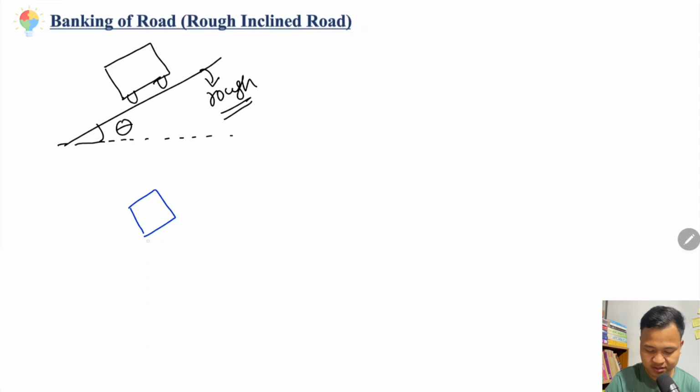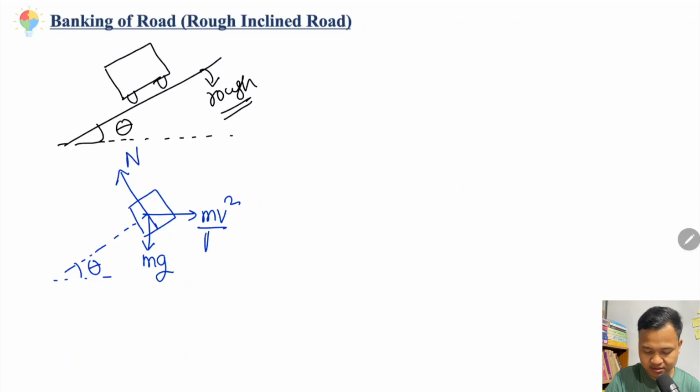So this is the incline. So here you have theta. Downward is mg, and normal is N. So on this side you have mv square divided by r. R is the radius of the circular part.